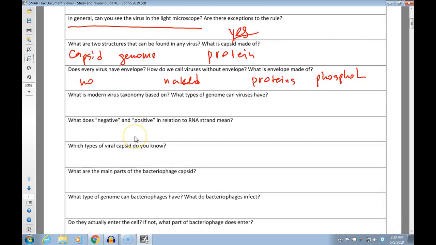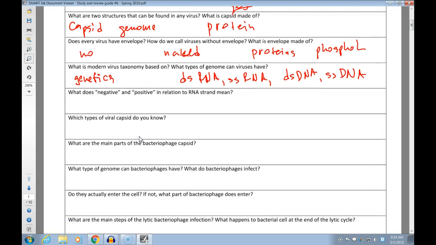Modern virus taxonomy is based on genetics of the virus. What type of genome? So remember, any kind of nucleic acid: dsRNA, single-stranded RNA, bless you, double-stranded DNA, single-stranded DNA. So that's any kind of genome, and you know genomes are based on the nucleic acid. Negative and positive. Positive, remember, positive RNA is translatable. Negative RNA has to be complementary copied into translatable.